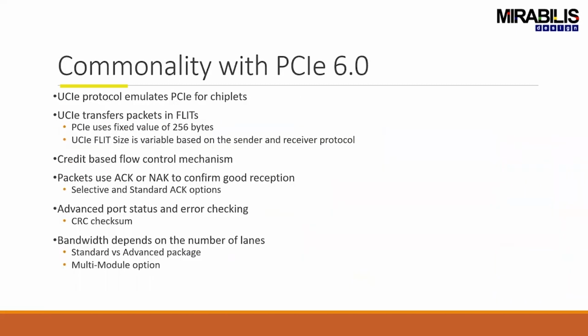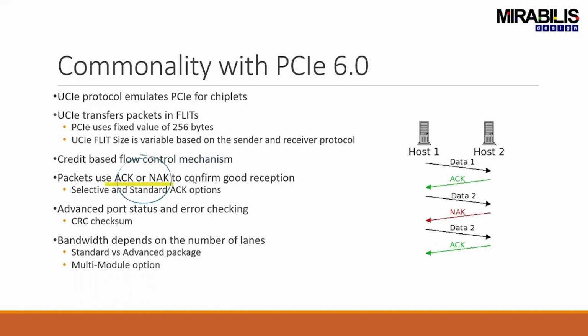Since we talked about PCIe 6.0, let's talk a little bit about what is common. First and foremost, they are sending data in FLITs. So you send it as packets. The difference is PCIe has a fixed packet size of 256 bytes, while the UCIe FLIT is really based on the sender and receiver protocol. The other one that's common is the fact that you have a credit-based flow control. So it ensures that there's no loss of data. The retry mechanism ensures reliable communication.